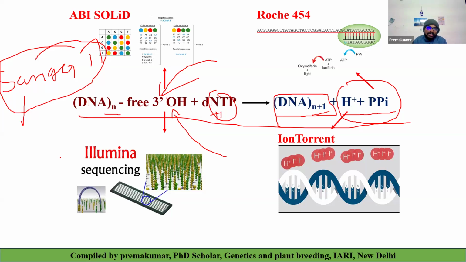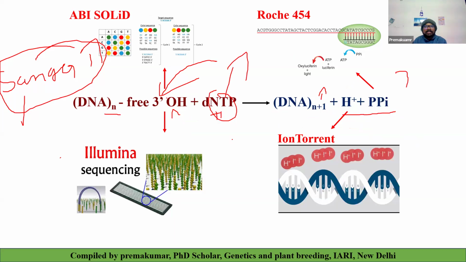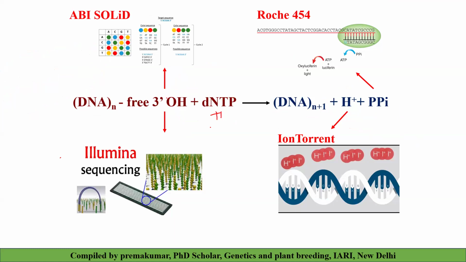See, it's a triphosphate. Only one phosphate is incorporated into the DNA chain, but the other two are released as pyrophosphate. This PPi is called pyrophosphate. You should remember this fundamental equation. If you remember this equation, all DNA sequencing is very, very easy. Then, what about the water molecules, how many will be released?